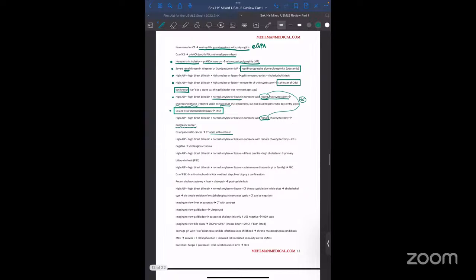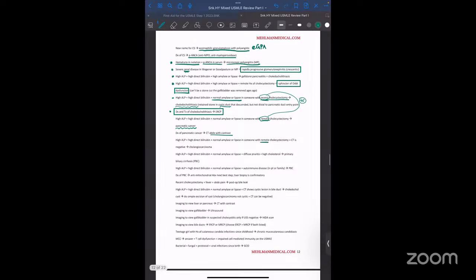High ALP plus high direct bili plus normal amylase or lipase in someone with a remote cholecystectomy, plus CT is also negative. So what's the next step now? CT is done to look for pancreatic cancer, but that's negative. Then cholangiocarcinoma, bile duct cancer. Okay.